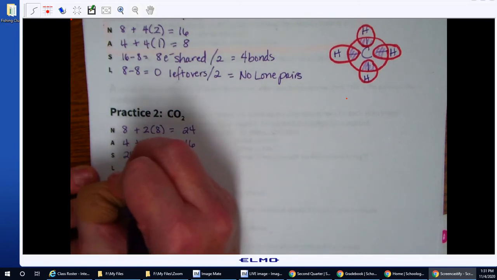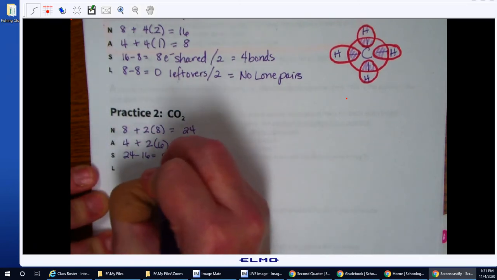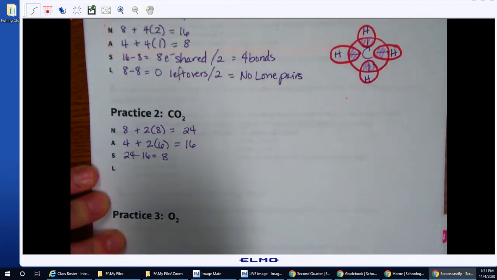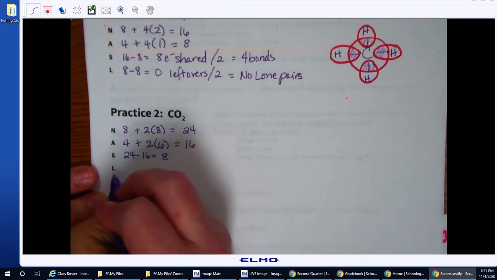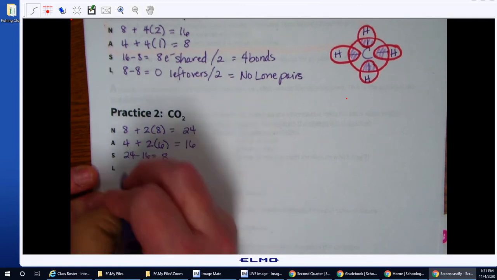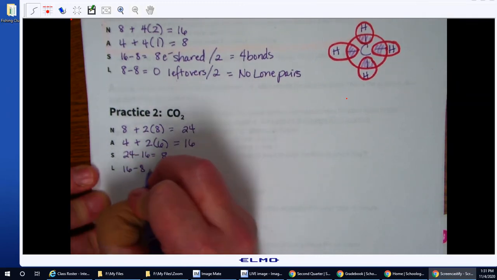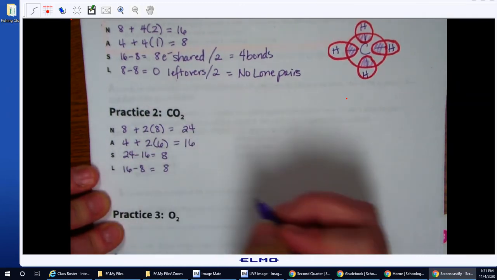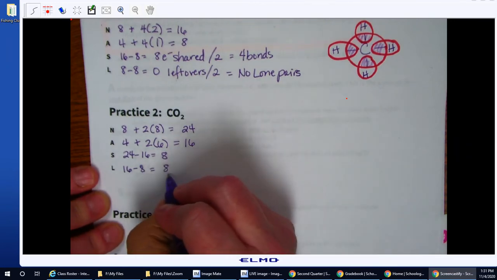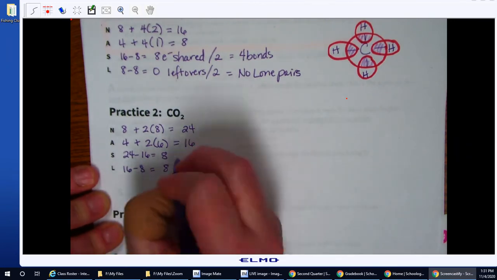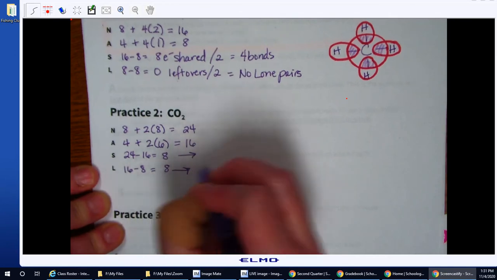Now, subtract N minus A. I get 24 minus 16, and that equals 8. So there are 8 shared electrons. Then I subtract 16 minus 8, and that also equals 8 electrons. So those are my leftover electrons.